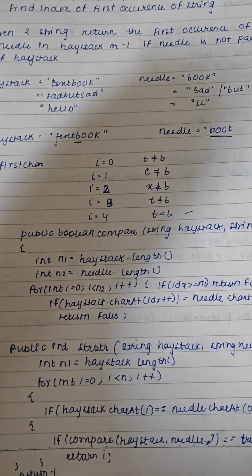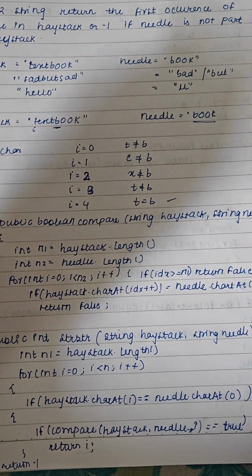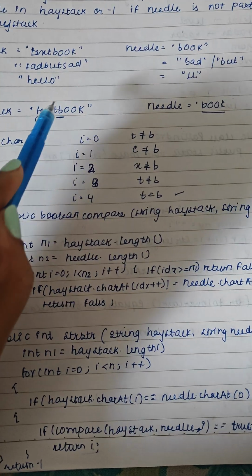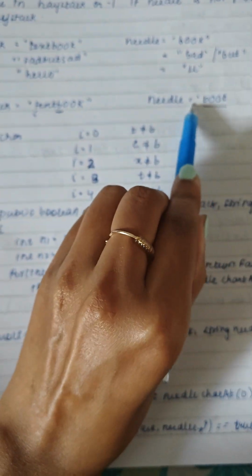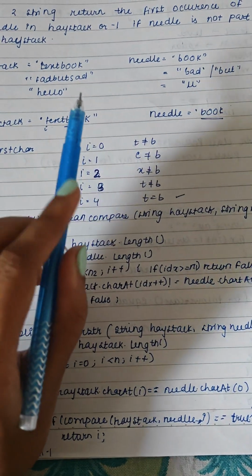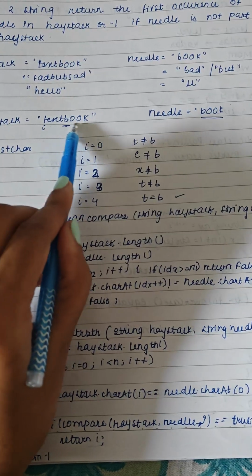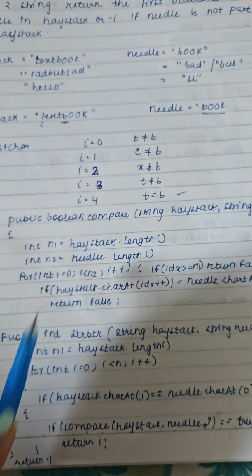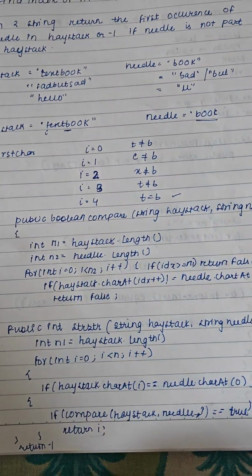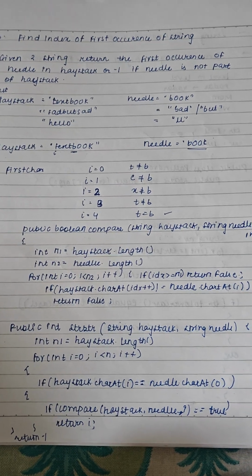So let's see how to approach this problem. First we'll iterate and compare with the first character. If we find the same, then we'll compare the next characters with all these characters, and if they are the same, then we'll return I. So let's see how to solve this.